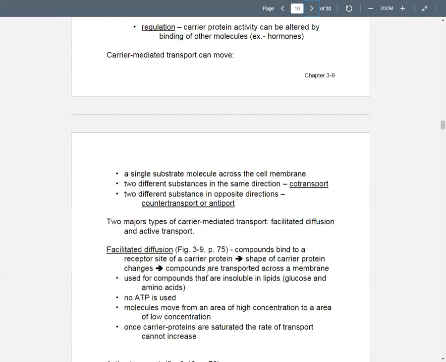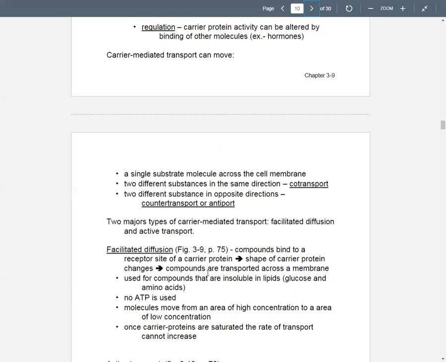So you have different types of carrier-mediated transport. One is facilitated diffusion, the other is active transport. Facilitated diffusion is diffusion, so it's moving from an area of high concentration to low concentration. It just requires a facilitator, or some sort of carrier protein. The substrates will bind to the receptor site on the carrier protein. That carrier protein is going to adjust to that and change shape, which allows those compounds to get transported across the membrane.